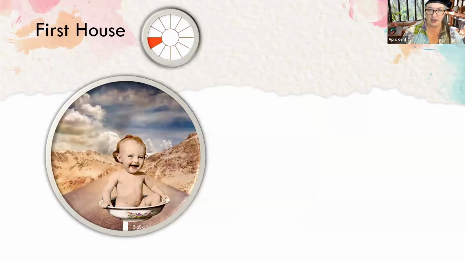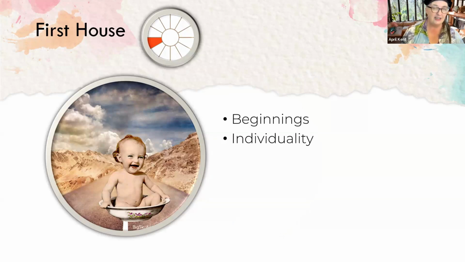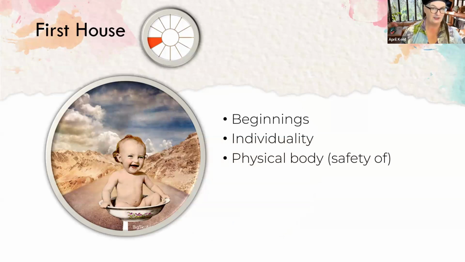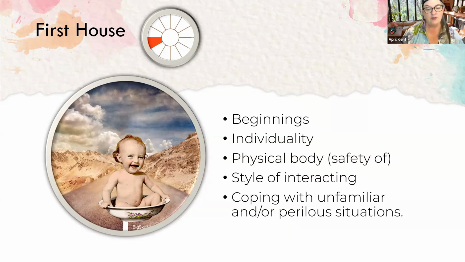Beginning with the first house, this is a house of beginnings. It's a house of individuality, of the physical body, specifically the safety of the physical body, and the fact that the physical body is the thing that separates us from being anybody else. The style of interaction. So we'll often hear the first house described as being a house of personality, and coping with unfamiliar or even perilous situations.